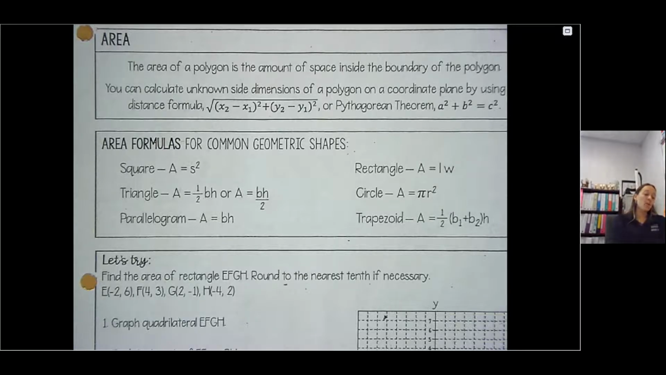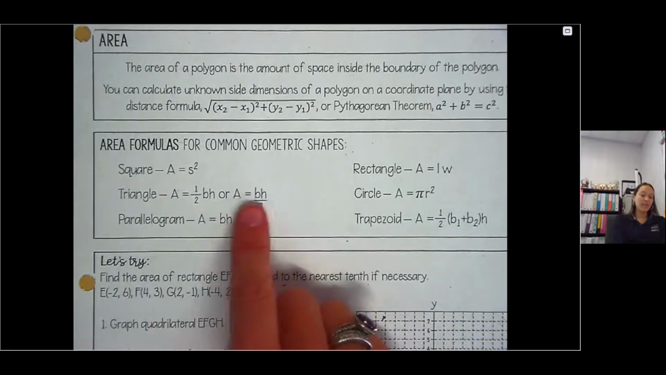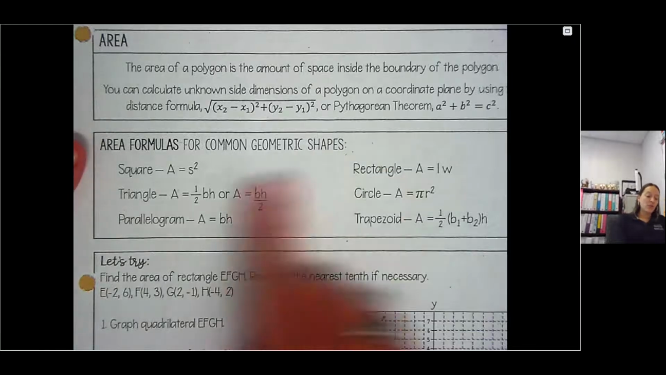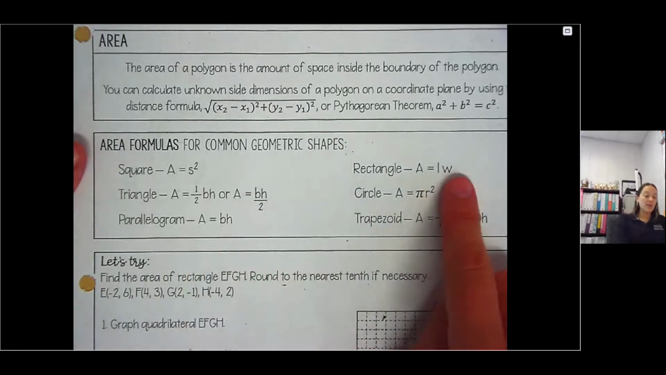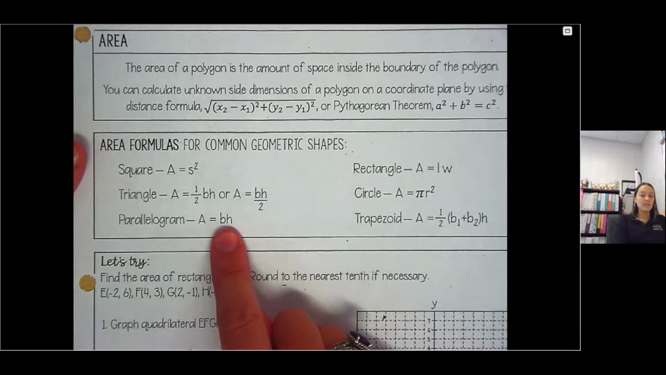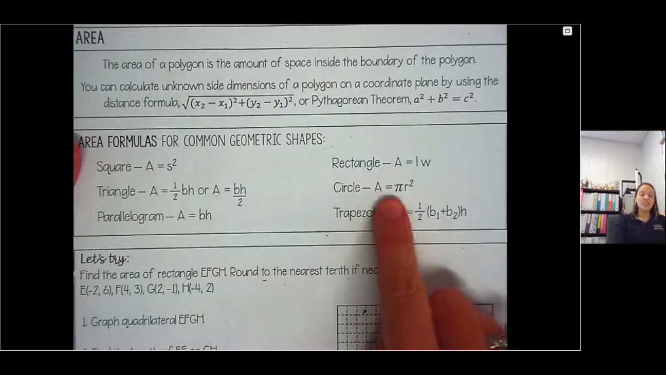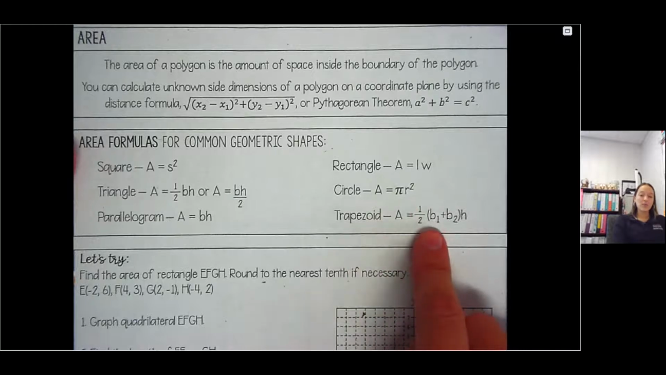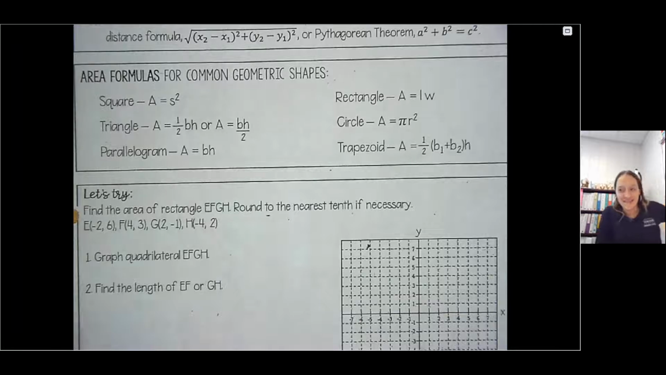So the ones that you're most likely going to use are triangle, which is base times height divided by 2. You're going to use a rectangle or a parallelogram, right? Length times width or base times height. That means the same thing. Circle is pi r squared, and trapezoid's kind of crazy. It's 1/2 of base 1 plus base 2 times the height. It's a little wild, but we'll get to that one eventually.